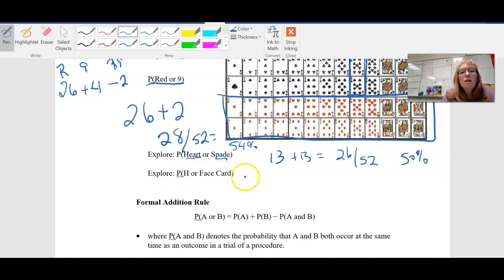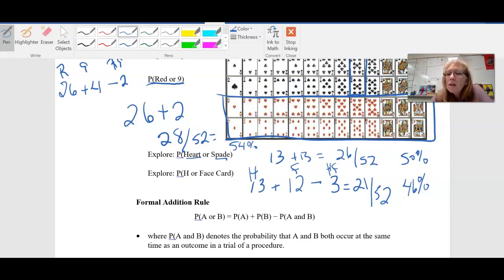Heart or face card. I have 13 hearts. I have 12 face cards. But I have 3 face cards that are hearts. So this is hearts, this is face cards, and this is the heart face cards. And you get a total of 21 out of 52, which is a 46% chance. All right, let's go down here.